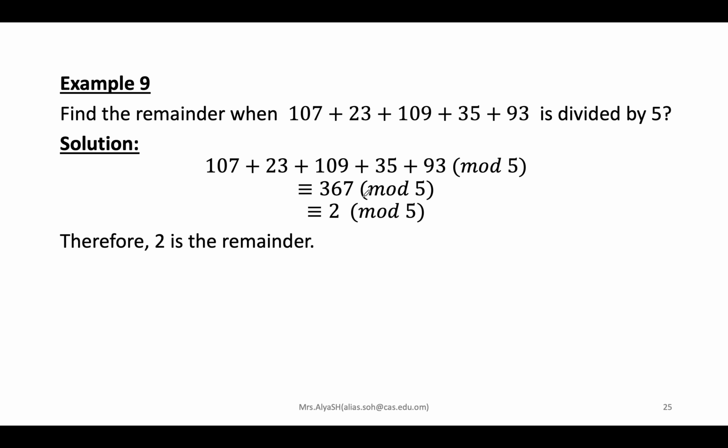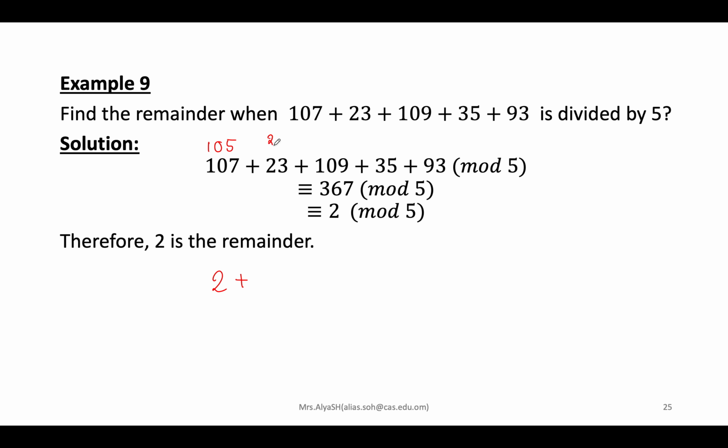Let's get the benefit of modular classes. I know that 107 divided by 5 will give me a remainder of 2. How do I know this? I need to check the nearest multiple of 5 to 107. I know that 105 is the nearest number to 107. Now 107 minus 105 is 2.